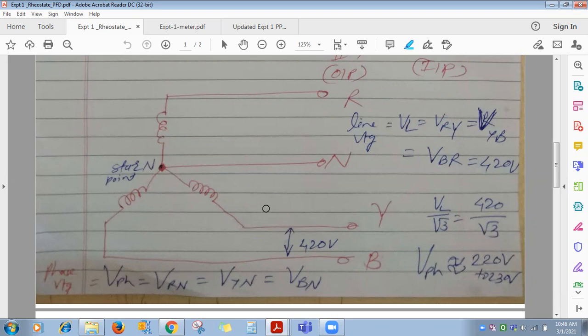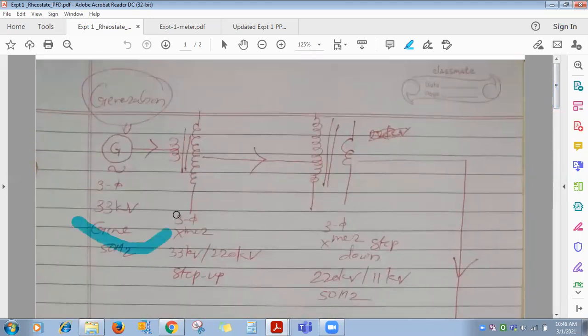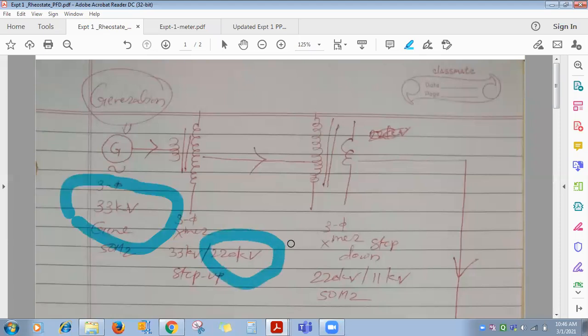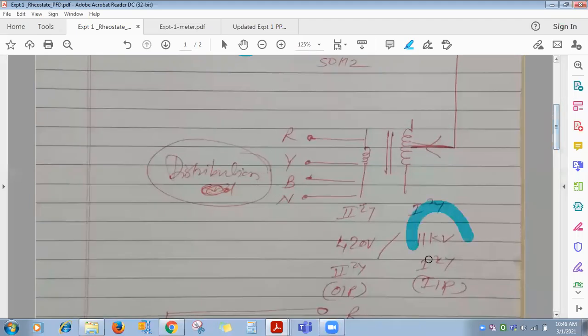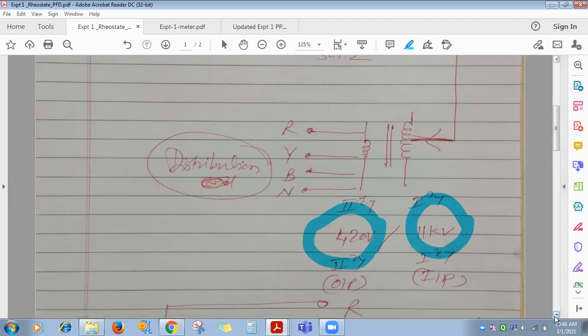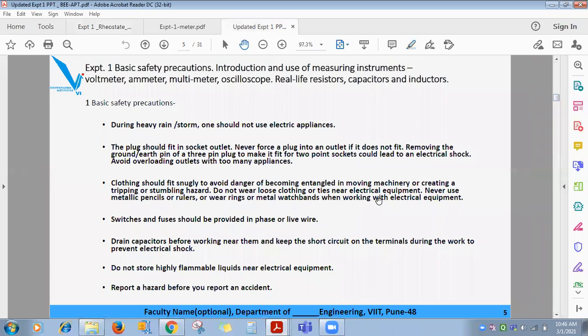So now if you observe from generation up to distribution voltage level, this one I told you 11 or 22 or 33 kV. This one is the transmission voltage, I have shown here 220 kV. It can be 110 kV also. Then they step it down to 11 or 22 kV, then here 420 volt, and here is 220 volt single phase AC or 240 volt. Okay, 220 to 240. So whenever you work on such voltages, which safety precautions should you follow?